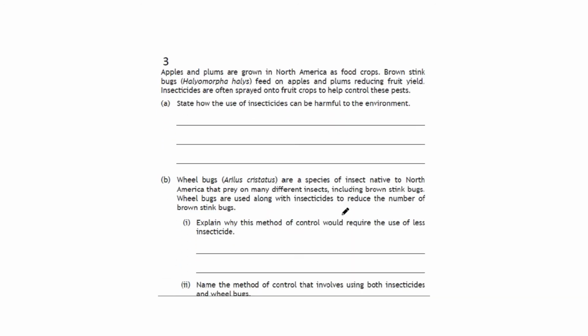And then the last one, so apples and plums are grown in North America as food crops. Brown stink bugs feed on apples and plums, reducing fruit yield. Insecticides are often sprayed onto fruit crops to help control these pests. State how the use of insecticides can be harmful to the environment. So one word answer here would be enough to give you the mark.